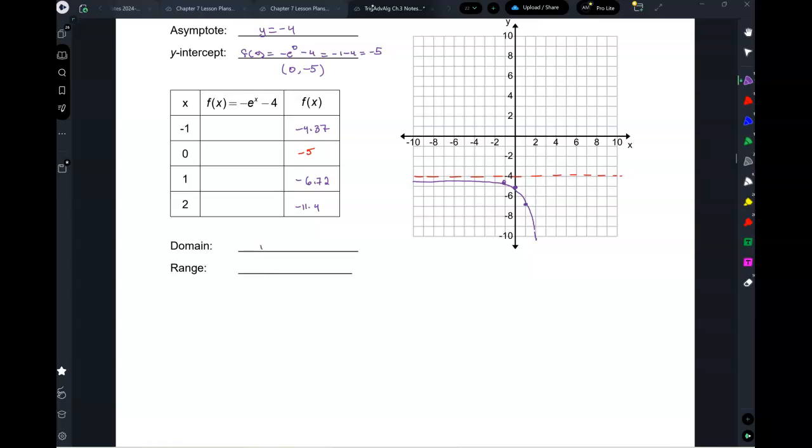Okay, domain, all real numbers. Range, again, we are connected to the asymptote of negative 4. This sits below the asymptote, so we go from negative infinity to negative 4. Okay, and there you have it.